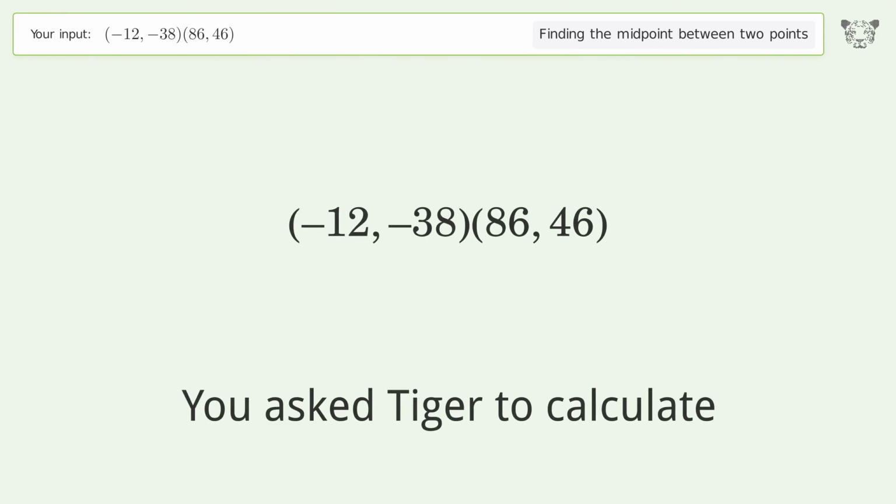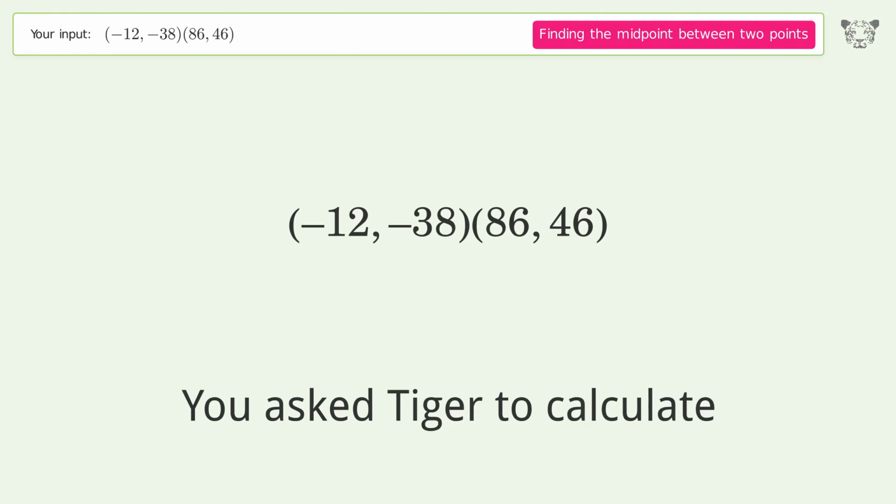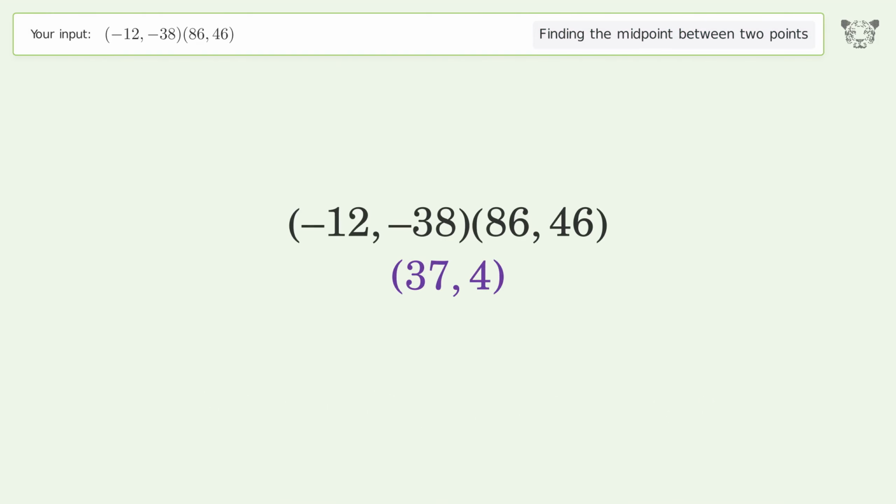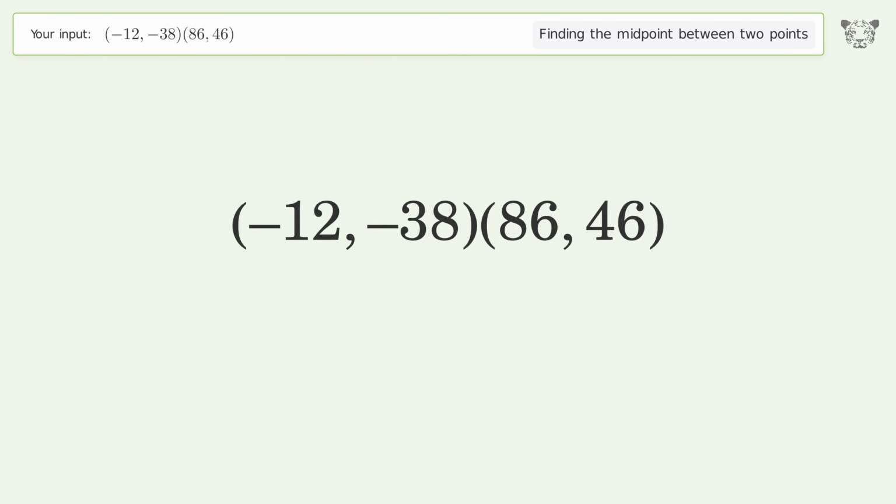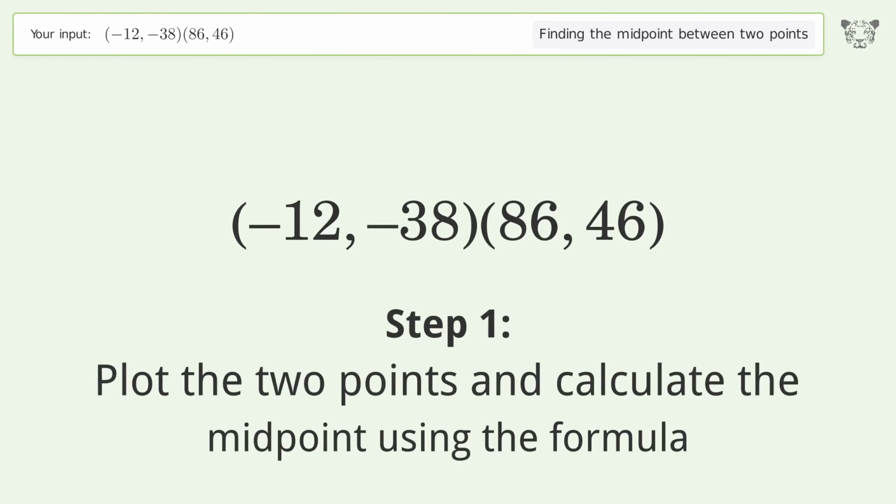You ask Tiger to calculate. This deals with finding the midpoint between 2 points. The midpoint between the 2 points is 37,4. Let's solve it step by step. Plot the 2 points and calculate the midpoint using the formula.